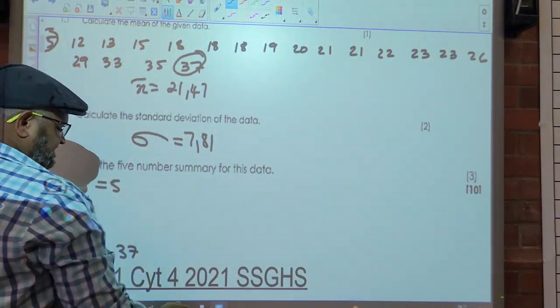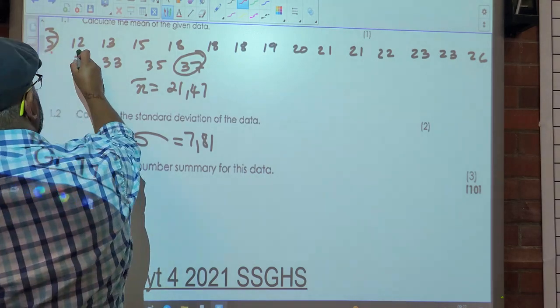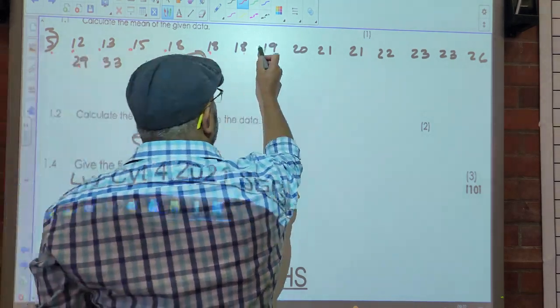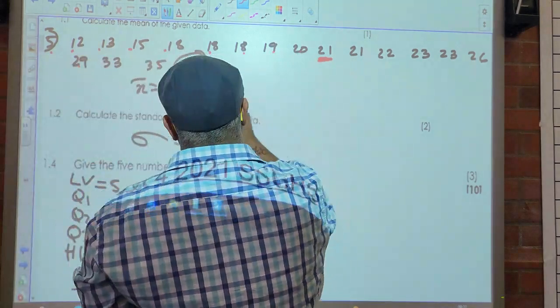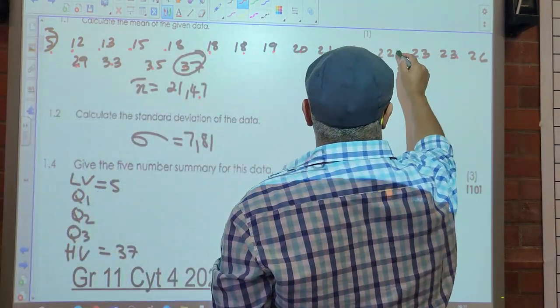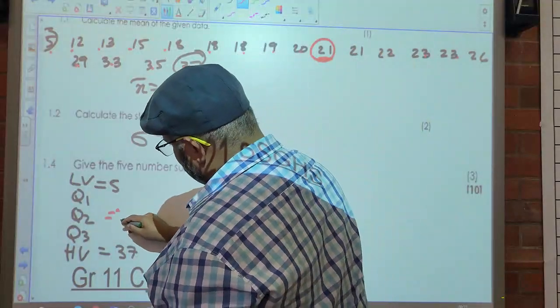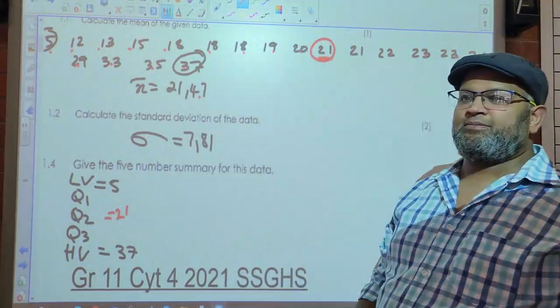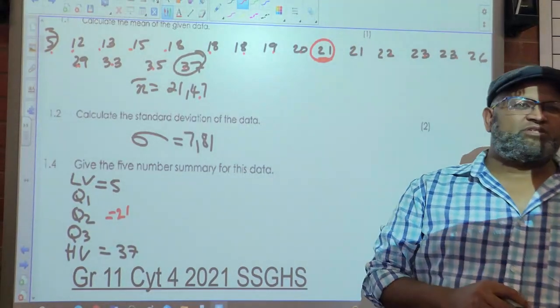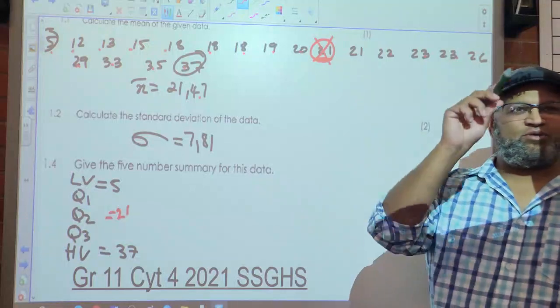Now, since there are 19 numbers, the number in the middle, 19 divided by 2? 9.5. So it's the 10th number. 1, 2, 3, 4, 5, 6, 7, 8, 9, 10. Just check it. 1, 2, 3, 4, 5, 6, 7, 8, 9. Yes, 21 is in the middle. Okay. So there's an odd amount of numbers. So what do I do? Cross it out. If it was even, I would have put a line.